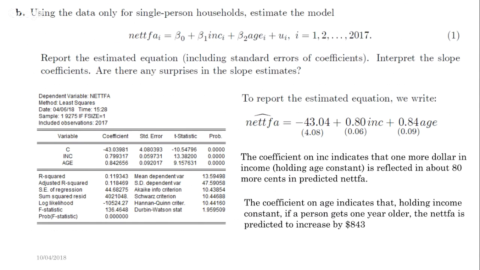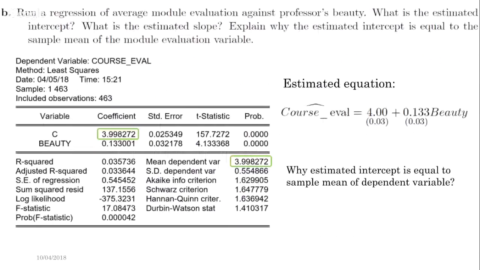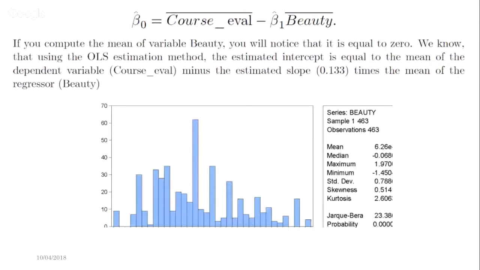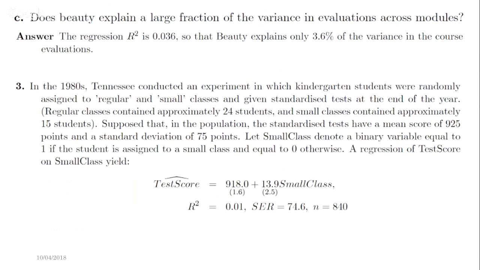All right. Okay. Does beauty explain a large fraction of the variance in evaluation across modules? Well, what do we look at here? R square, right? Obviously. So 3.6, not very large. So no, not a large fraction.